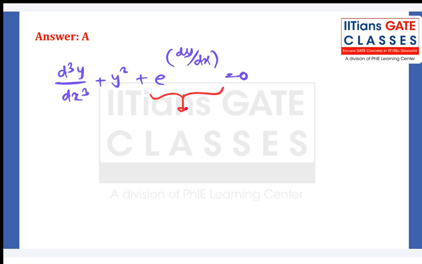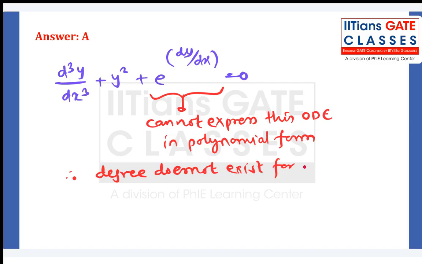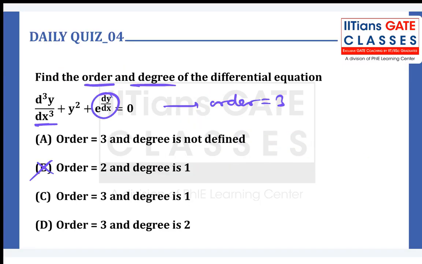you cannot express this ODE in polynomial form. Okay, and therefore degree does not exist for this ODE. Okay, interesting observation because many of the students will think degree is 1, but you are supposed to be always paying attention to these kind of things.